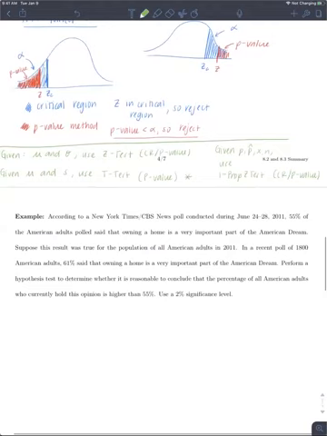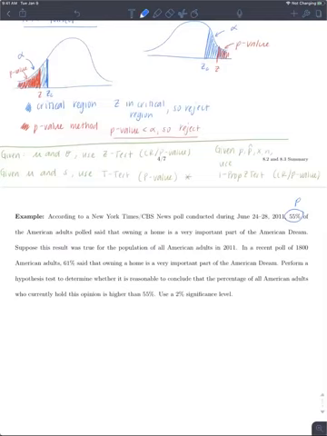So this example down here is basically saying that there was a poll conducted in 2011 and 55% of the people that responded said that owning a home is part of the American dream. And so it says, suppose this result was true for all American adults in 2011. So that means this 55%, let me change this to blue. What variable does this 55% represent? It says, suppose it was true for the population. Yeah, so this is now P.